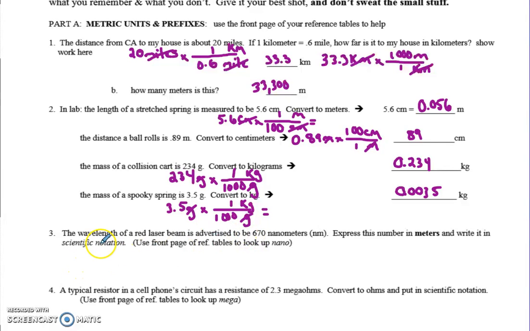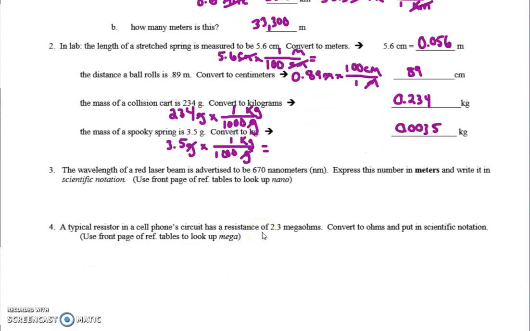Alright, so now we're talking about lasers and wavelengths. A red laser beam is advertised to be 670 nanometers. If you look up what nano is, you will see on your reference tables that nano stands for 10 to the minus 9.